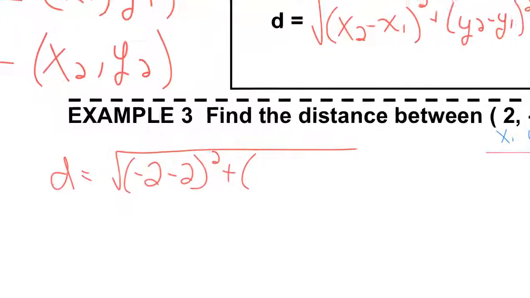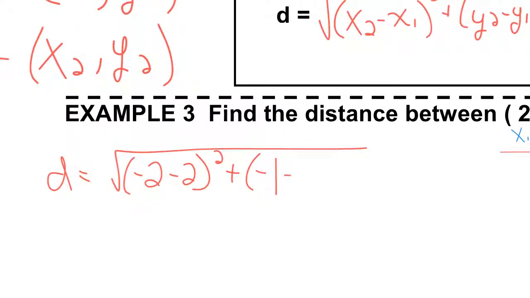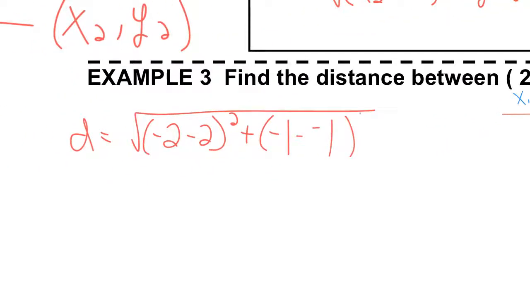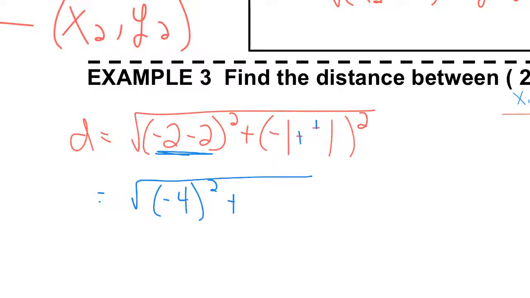Let's see, my y2 is negative 1 minus y1 looks like it's negative 1. Watch your parentheses here, guys, and don't leave off your squareds. So do this in steps. I would not put that in my calculator. Negative 2 minus 2 is negative 4 squared plus negative 1, and we got a boom, boom. Negative 1 plus 1 is 0.